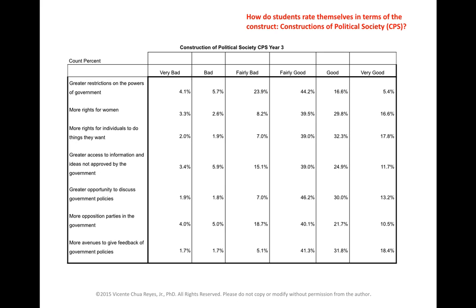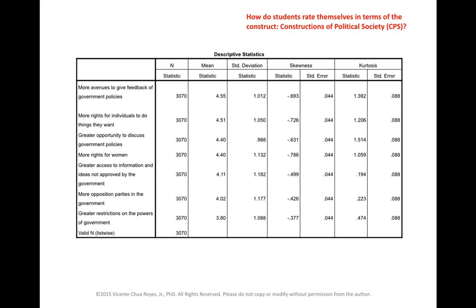So I'm showing you here the results of this idea of constructions of political society, CPS, year 3. Right? So this is a way of representing your data from very bad, how the students responded to it, all the way to very good. So you can actually represent your data in terms of a table such as this. Right? You can also represent it in descriptive statistics, right?